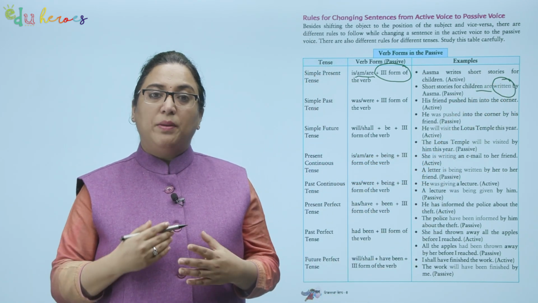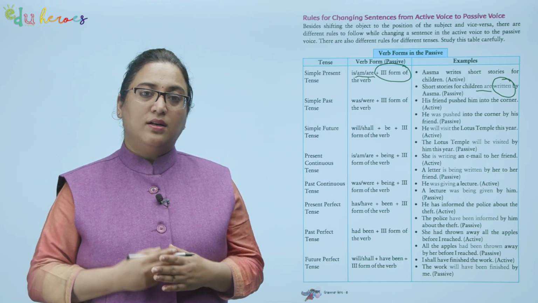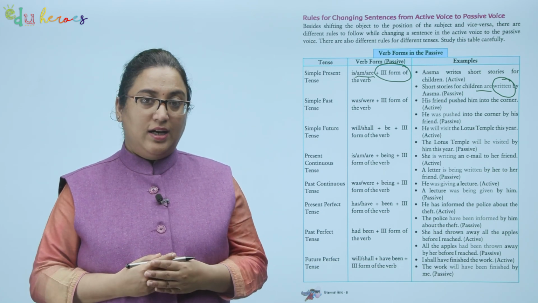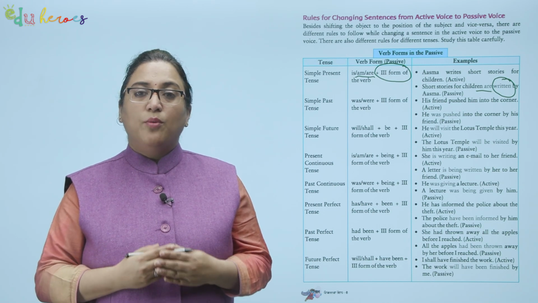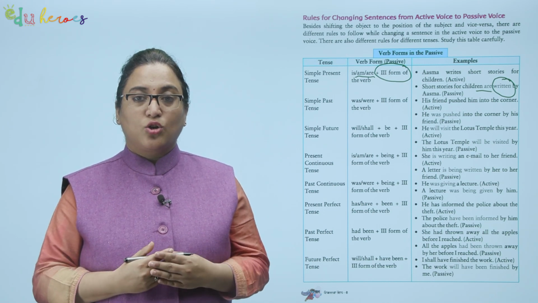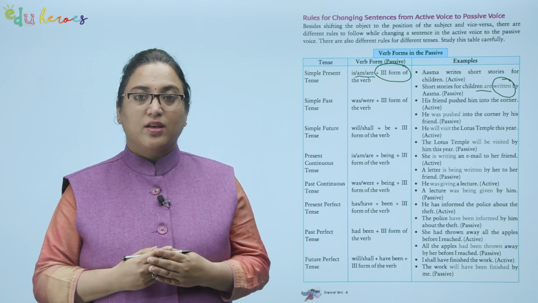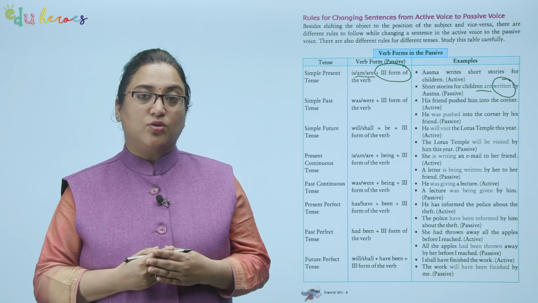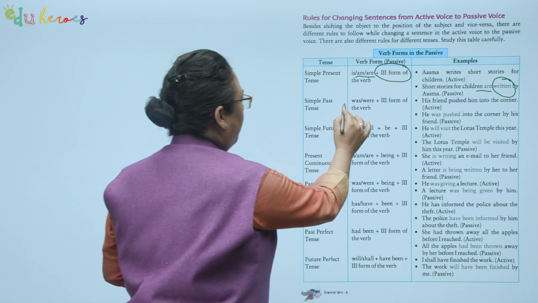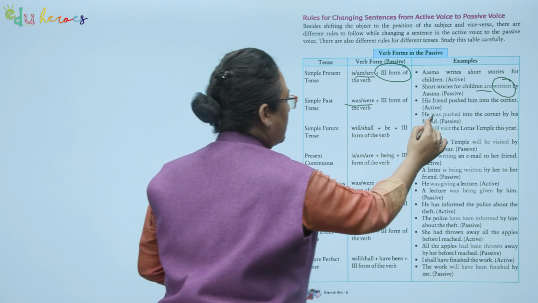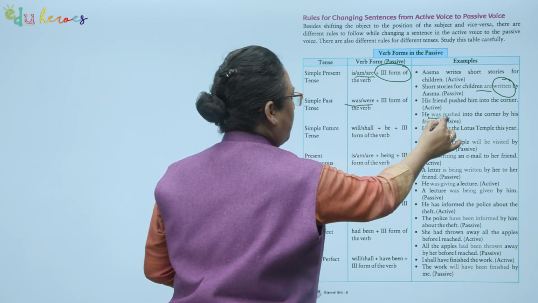Similarly, when in simple past tense, we will use was, were plus again the third form of the verb. Let's see if it's applicable in this sentence. His friend pushed him into the corner. This is the active voice. Let's change it into passive. He was pushed into the corner by his friend. So we have used was, and the third form of the verb is pushed only.